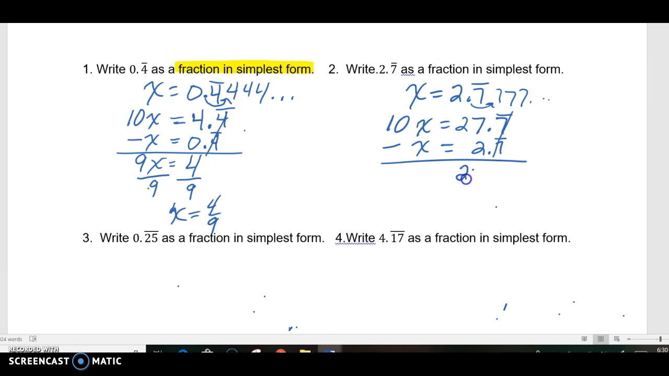We end up with 25. So 27 take away 2 is 25. 10x take away 1x is 9x.